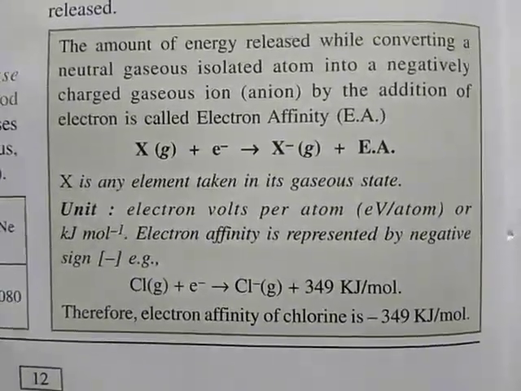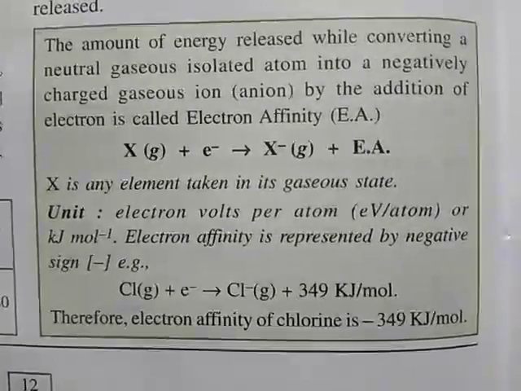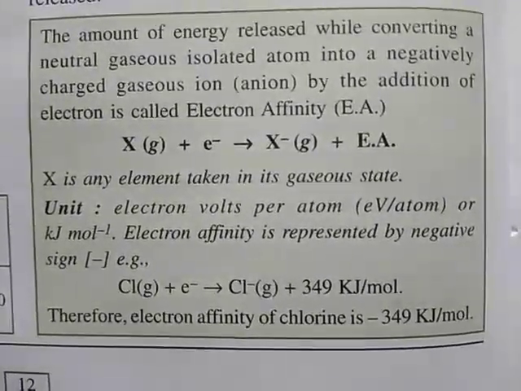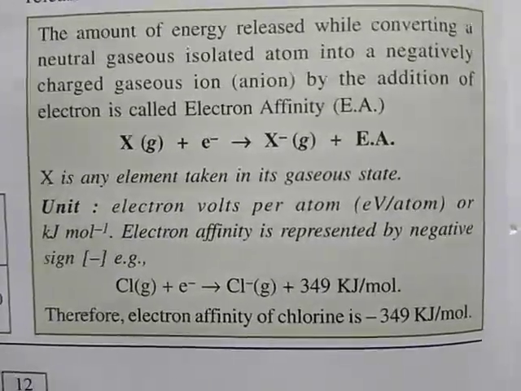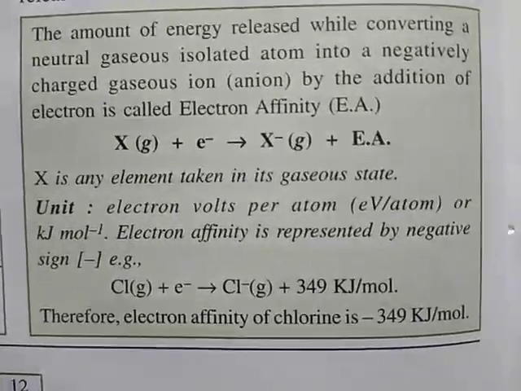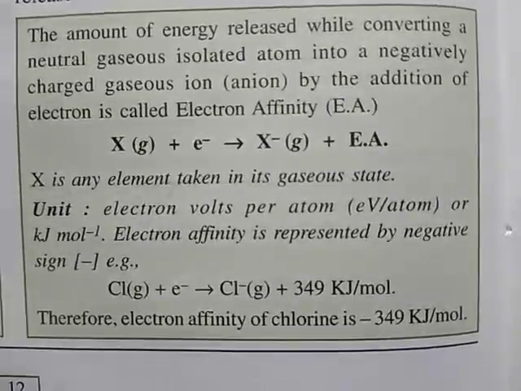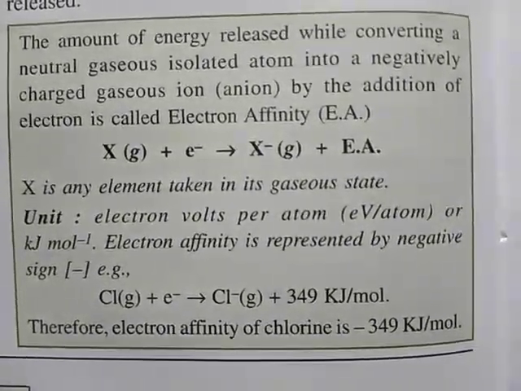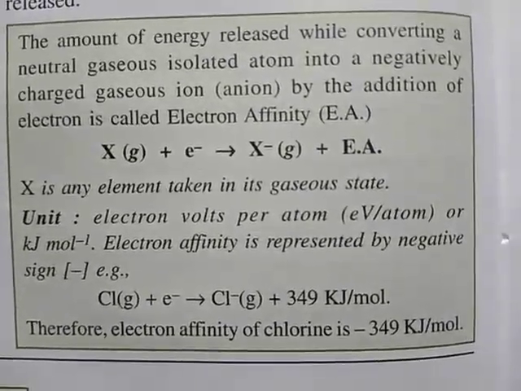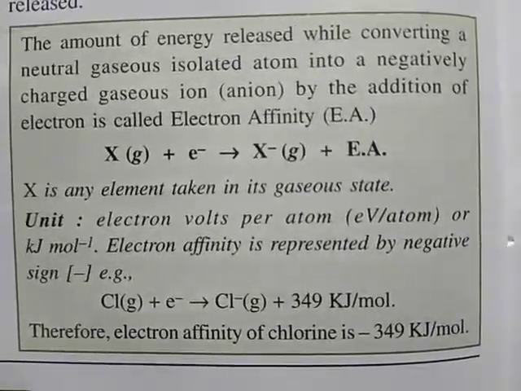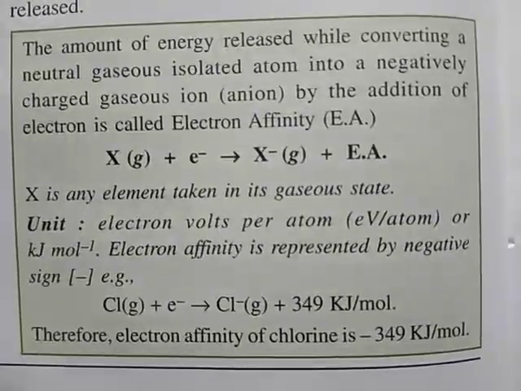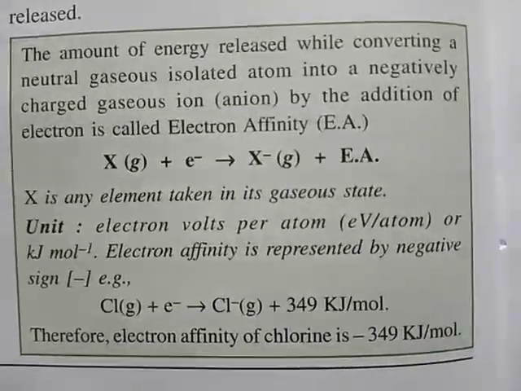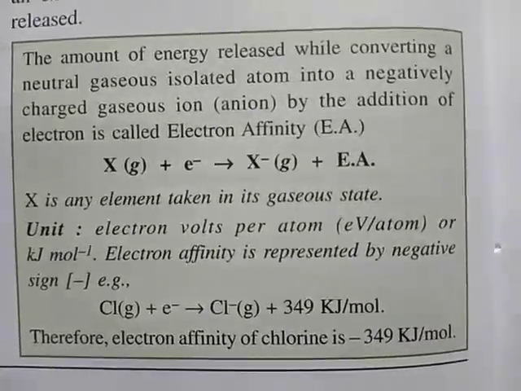This you can clearly see in this given reaction. Chlorine gaseous atom gains 1 electron, becomes Cl minus gaseous, and 349 kilojoules of energy has been released per mole of chlorine atom. Now students, the released energy is generally shown with a negative sign, meaning the electron affinity is shown in negative and ionization enthalpy is shown in positive.